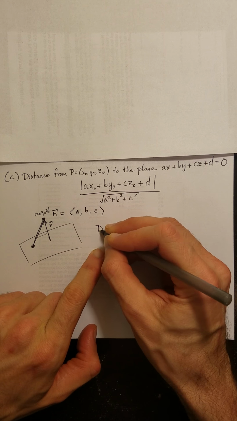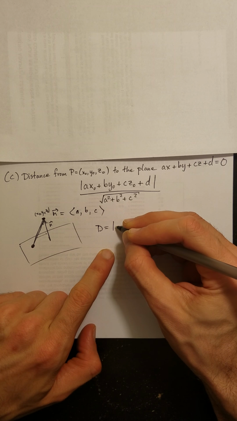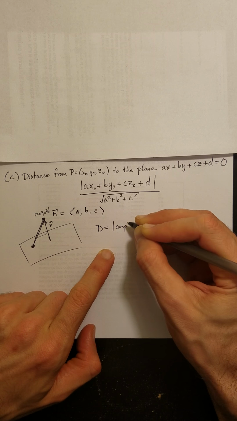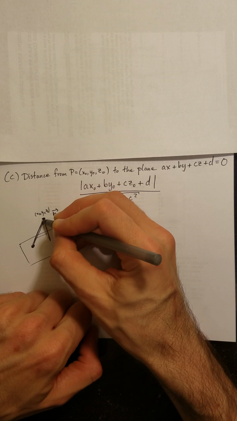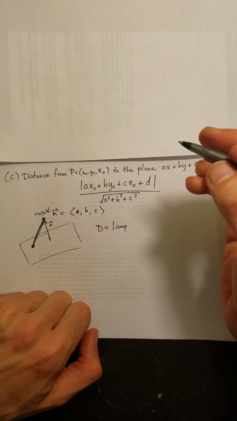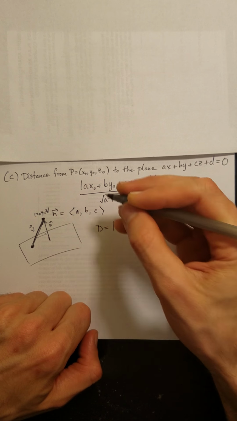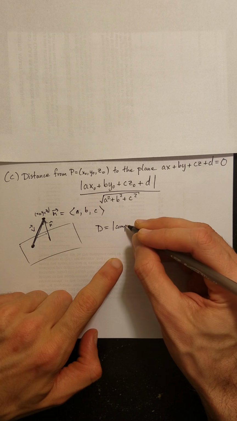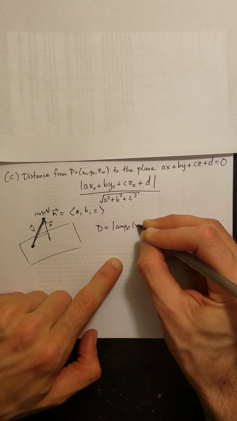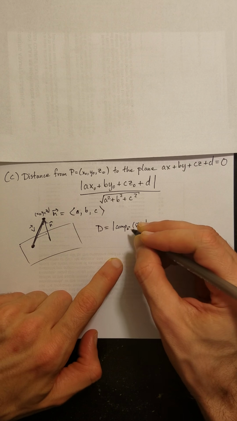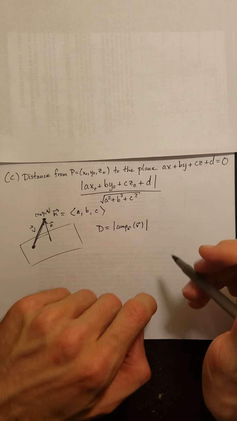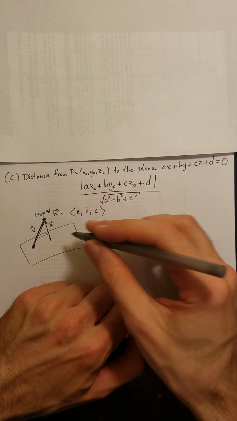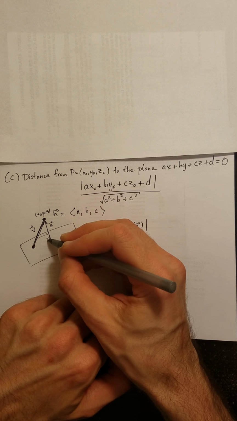Okay, so what we're saying is that the distance is equal to the magnitude, so the absolute value of the component of this vector, whatever this vector is. I'll just call it v in this case. We don't have a vector v yet. So this is going to be v projected onto n, the scalar projection, and then we're going to take the absolute value of that scalar projection, and that will give us the distance to the plane, because this is a right angle.